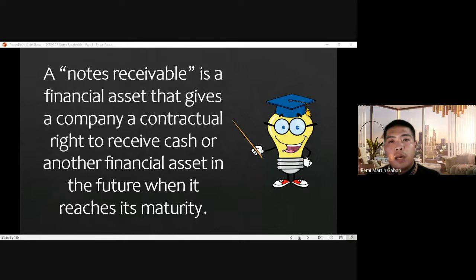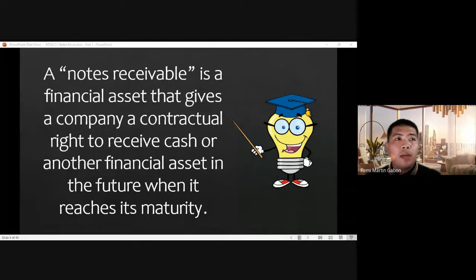In contrast, accounts receivable comes from an open contract. Other than the billing statement that we issue to customers, there is no other security that will prove the existence of the receivable. But for notes receivable, we already have maturity. Okay? We already have maturity.